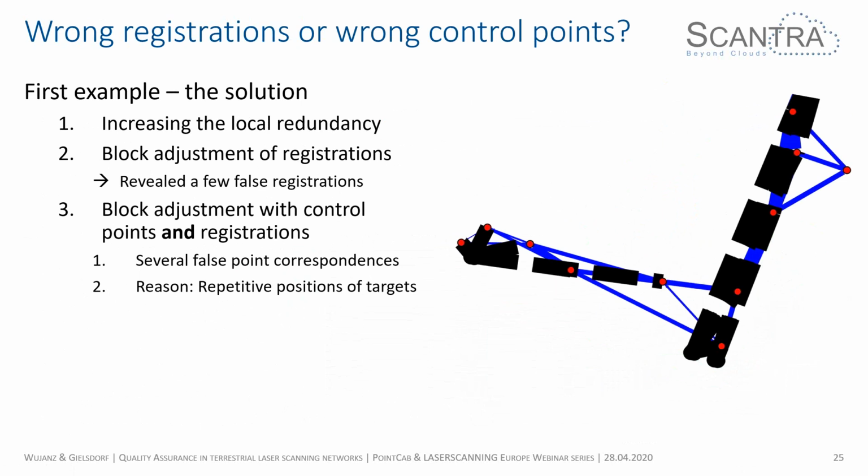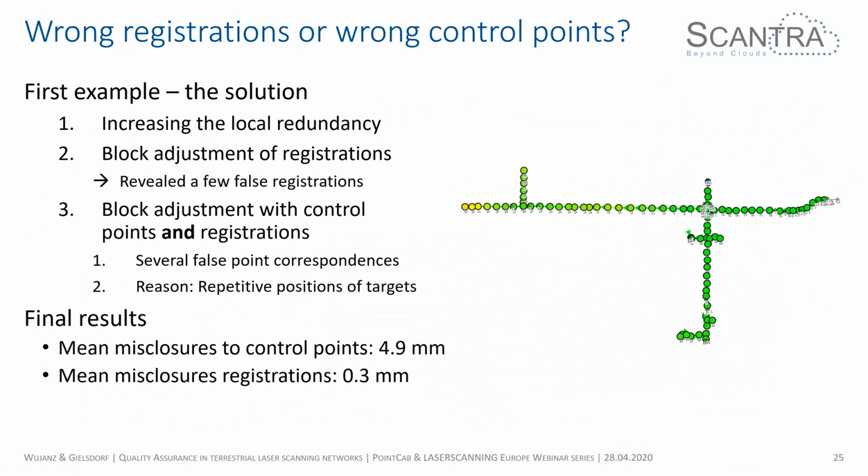The problem here, and of course these were 2 kilometers of tunneling, is that everything looks the same. If one person places targets, well, human beings tend to do things in a repetitive fashion, and that was the problem here. There were some ambiguities between target positions, and that resulted in false point correspondences. Once they were fixed, everything was fine.